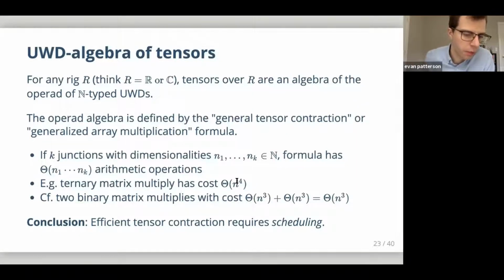quartic time. But if you were to decompose that into a binary matrix multiply followed by another binary matrix multiply, each of those has cubic time with the standard way of multiplying matrices, and so you end up with an overall cost of cubic time. This gives an important lesson which applies more generally, although not perhaps universally: for many algebras, it is important to do what's called scheduling, or to decompose the diagram, in order to do efficient computation. That's a point we're going to return to later.